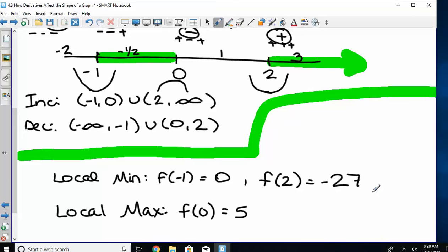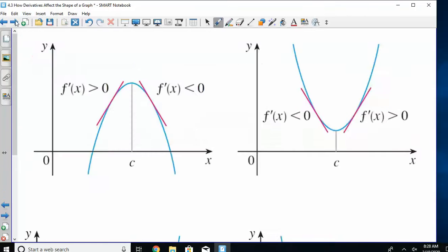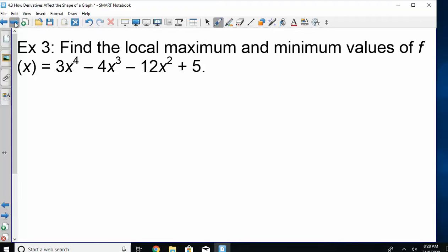I want you guys to try example 4. So I want you to find all of your critical points and decide if they are local maximums or minimums.